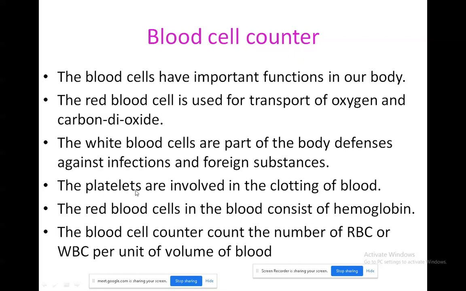So next, platelets are used for clotting of your blood. Okay, so if you have blood flow, then your platelets will help to clot the blood. Then only will the blood flow be stopped. Due to the presence of platelets in the blood, blood clotting occurs, otherwise the blood flow will be unstopped. Okay, if the presence of platelets is low, then you cannot stop the blood flow.